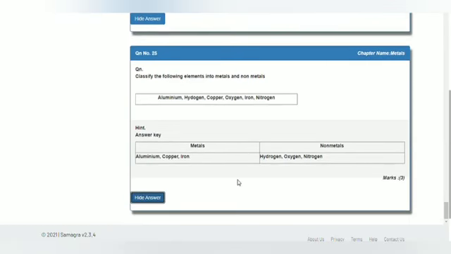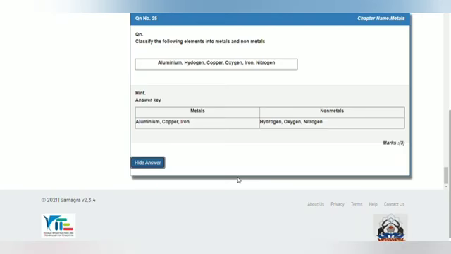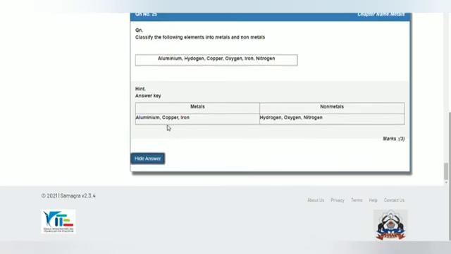Question number 25. Classify the following elements into metals and non-metals. Metals: aluminium, copper and iron. Non-metals: hydrogen, oxygen and nitrogen.